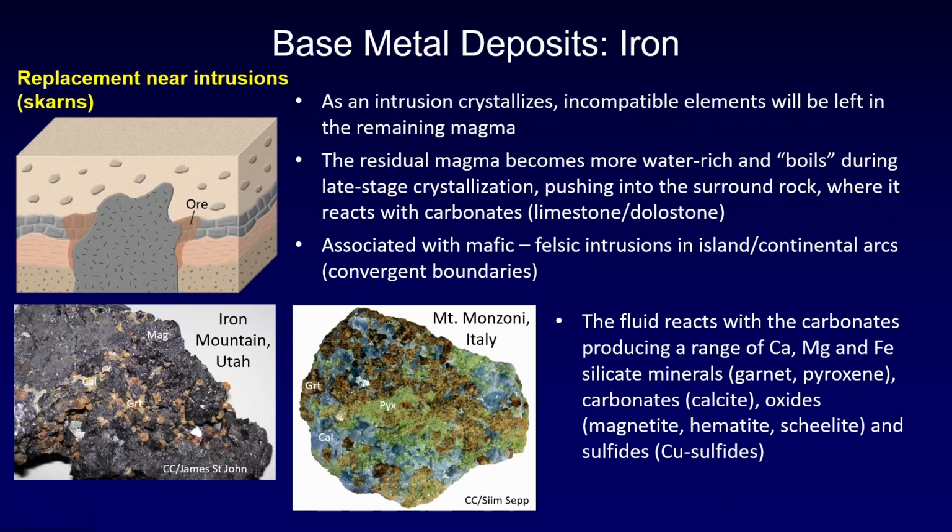Okay, so now we're going to look at one of the other types of iron deposit. These are replacement deposits which are located near intrusions. They're a type of deposit called a skarn.